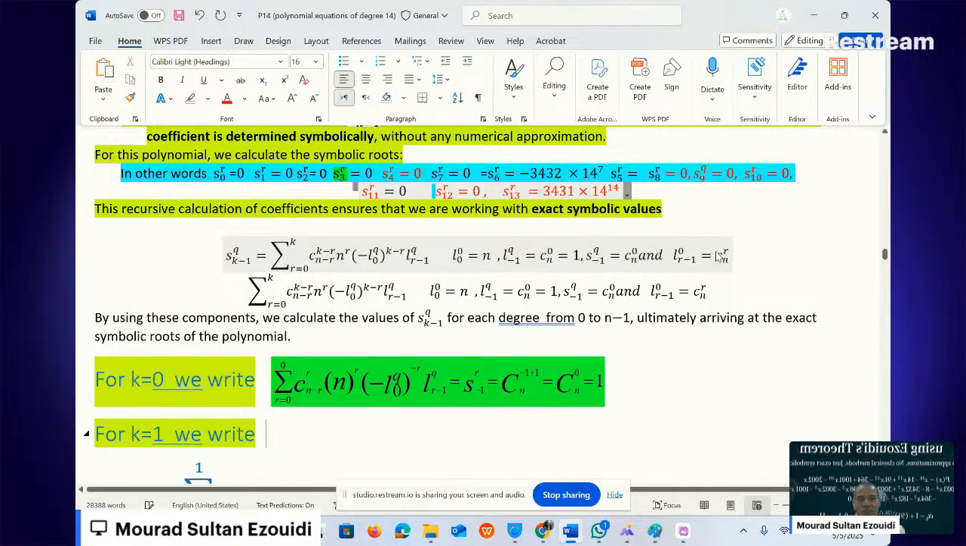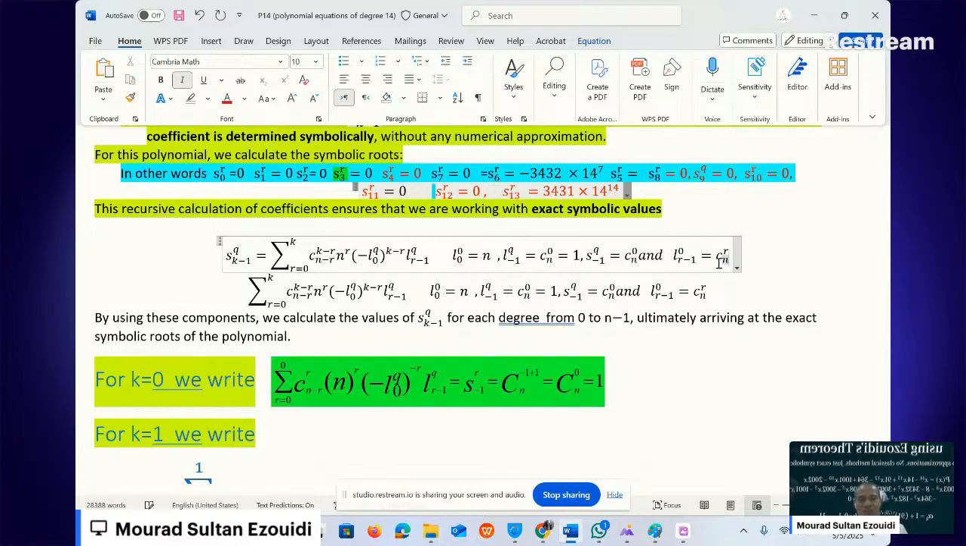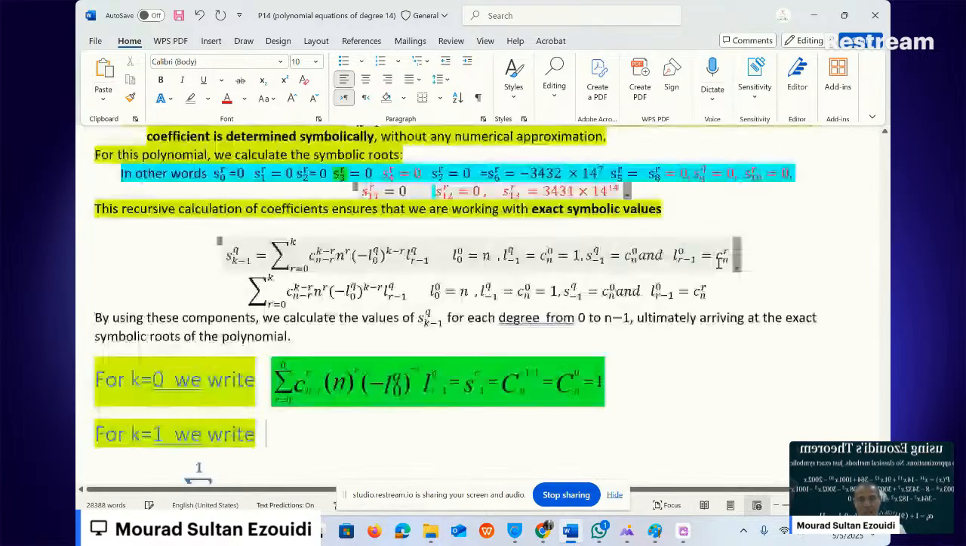And L minus 1 for the 0 will be combination n choose r, meaning combination n choose r minus 1 plus 1. Okay. Here by convention, S minus 1 equals 1 and L minus 1 for the 2 equals 1. By using these components, we calculate the values of Sk minus 1 for each degree from 0 to n minus 1, ultimately arriving at the exact sum roots of this formula. Let's now compute and put k equals 0 in this recursive formula or in the theorem of Mourad Sultan Ezouidi, and you will see that the value of S minus 1 is going to be equal to 1.